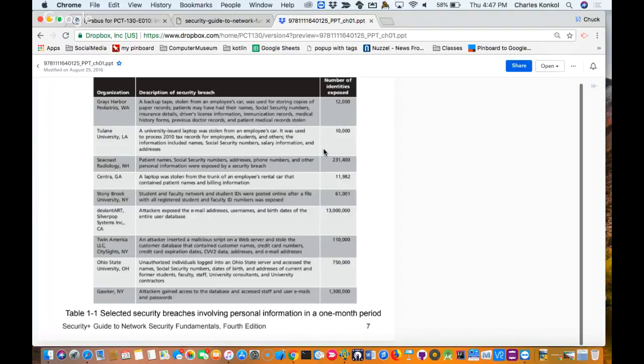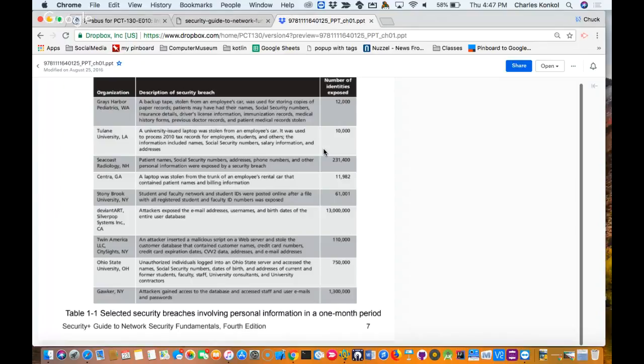So Gray Harbor Pediatrics had a backup tape stolen from their employee's car. It was used for storing copies of paper records. Patients may have had their names, social security numbers, insurance details, driver license information, immunization records, medical history, and previous doctor records and patient medical records stolen.